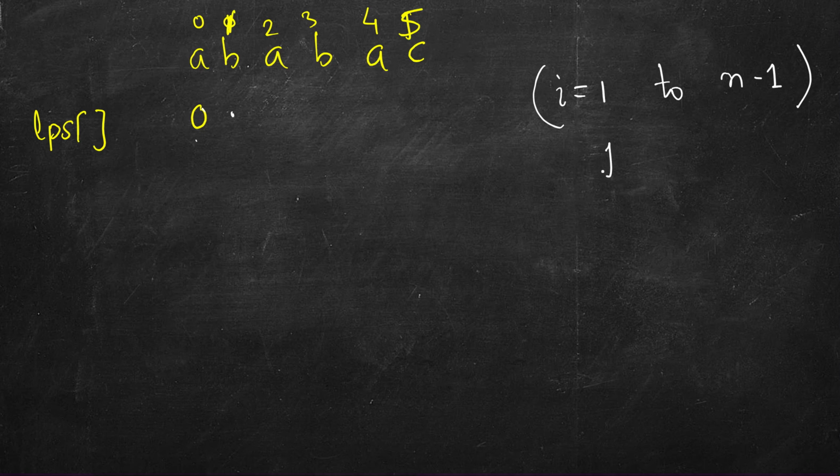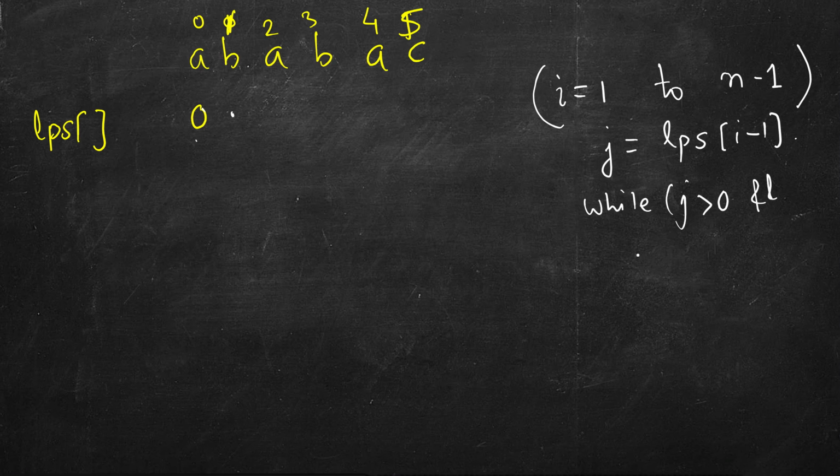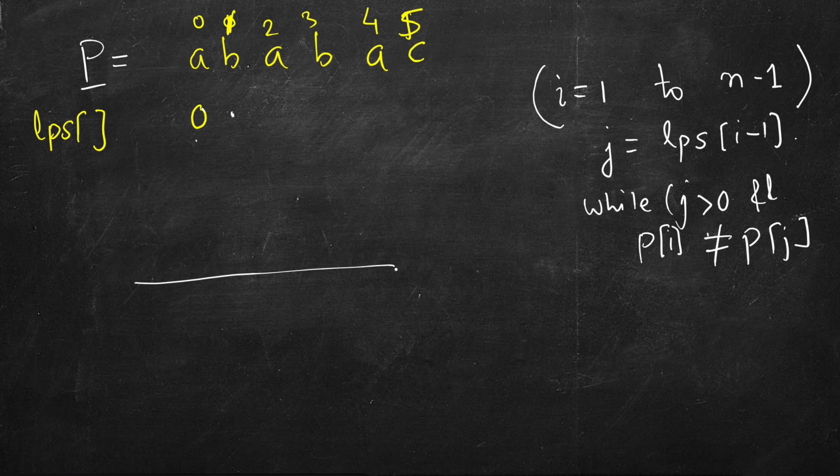We will have another variable j. And while j is greater than 0 and, let's call it P for pattern, Pi is not same as Pj. So let's say the first case is that Pi is same as Pj. Let's say this is the pattern, and we have calculated the LPS of all the values, and we are currently calculating the LPS of the ith index. This is the index that we want to calculate. What is the LPS for this?